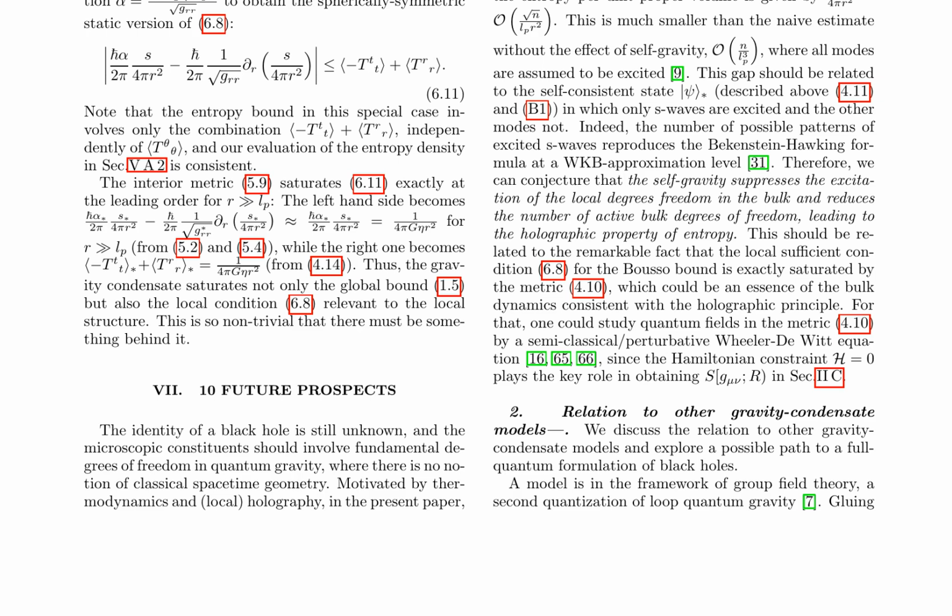Future prospects include investigating the role of self-gravity in holography, the relation to other gravity condensate models, and exploring quantum fields in the metric 4.10, using a semi-classical, perturbative Wheeler-DeWitt equation. The self-gravity may suppress local degrees of freedom in the bulk, leading to the holographic property of entropy. The local sufficient condition, 6.8, is exactly saturated by the metric 4.10, consistent with the holographic principle.